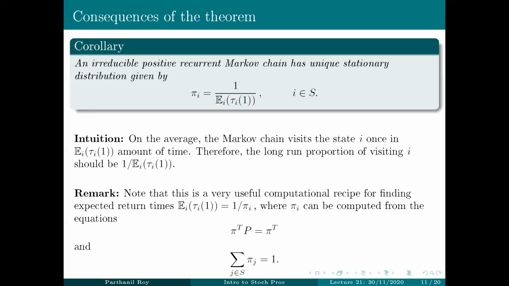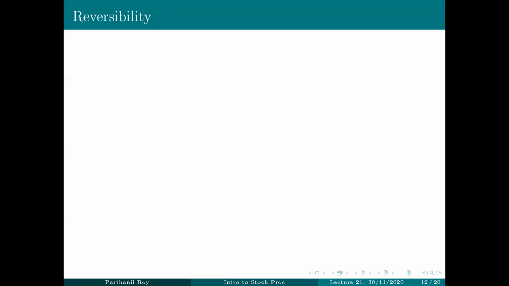Now, on the other hand, there are situations where you don't really have to verify this equation entirely. One of the examples of such a situation would be when the Markov chain is actually reversible. Okay? So what is reversible? Let me first start with that, and then I'll tell you how this is going to help in the computation of a stationary distribution.